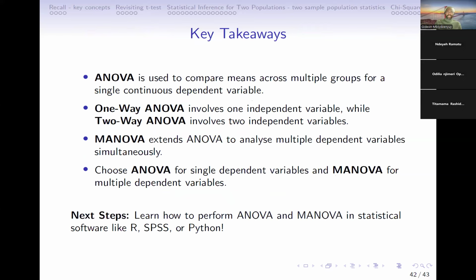The key point for ANOVA is that you use it to compare means across multiple groups for a single continuous dependent variable. One-way ANOVA involves one independent variable, while two-way ANOVA involves two independent variables. And MANOVA extends ANOVA to analyze multiple dependent variables simultaneously. Choose ANOVA for single dependent variables and MANOVA for multiple dependent variables.